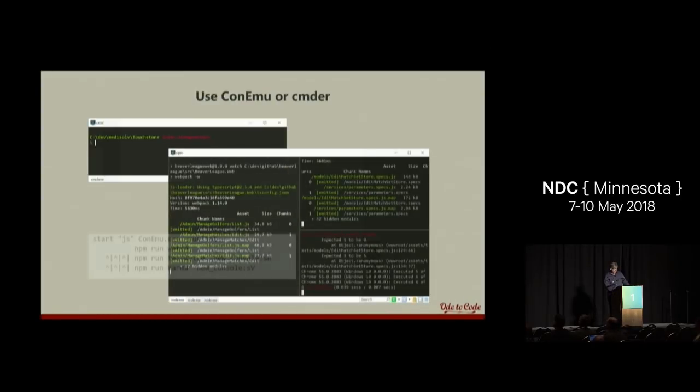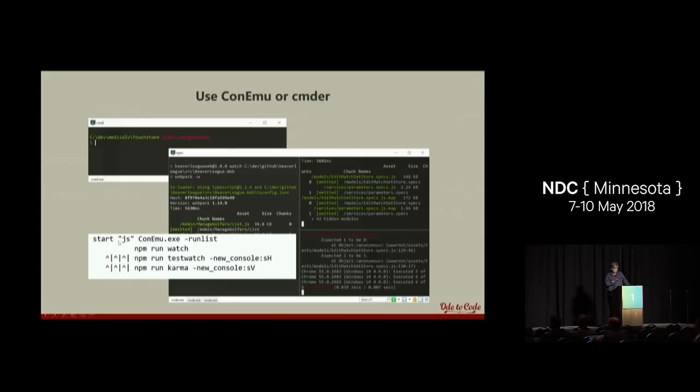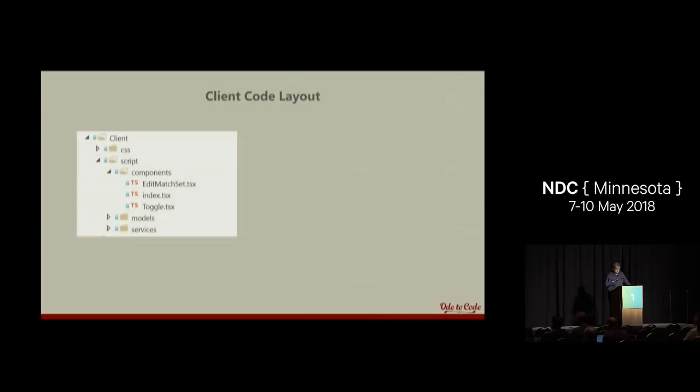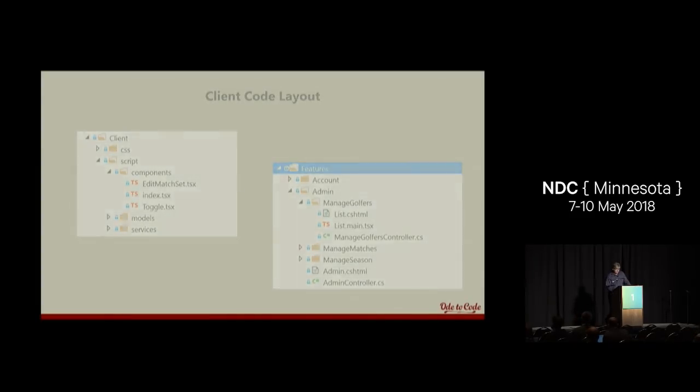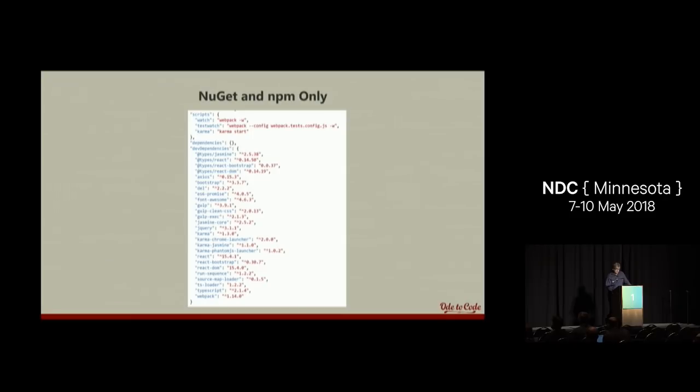The command that does all that for ConEmu would be to run ConEmu with this following run list. In one window, I want to run npm run watch. Then in another window, npm run test watch, put that in a new window that's split horizontally, that's sh. And then npm run karma unit test in a new console that's split vertically. So it takes this side that was split horizontally and splits it vertically, and I get that window in the bottom right. Fascinating, right? I'm going to skip over a few slides here related to client code.